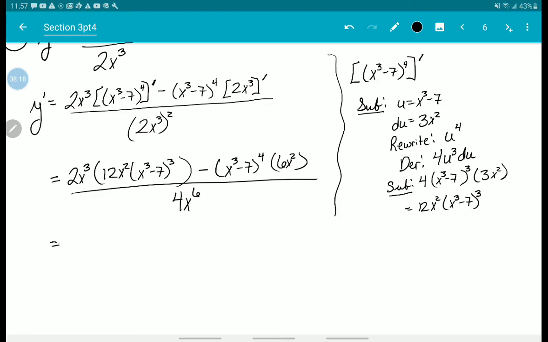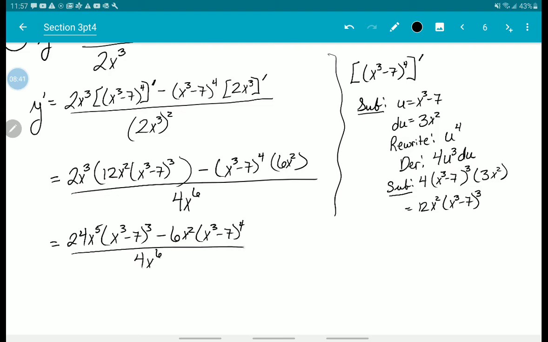Now we have to simplify. We have 2x cubed times 12x squared. So that's 24x to the fifth times (x cubed minus 7) to the third, minus 6x squared times (x cubed minus 7) to the fourth, all over 4x to the sixth.